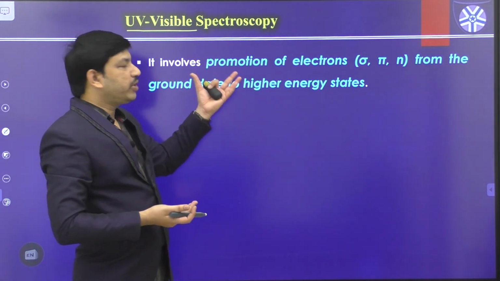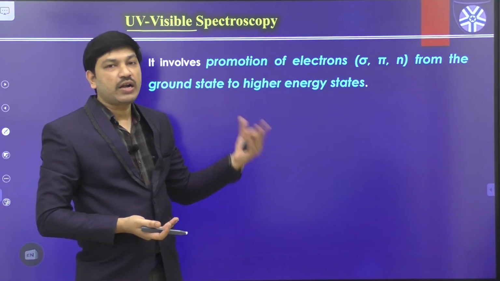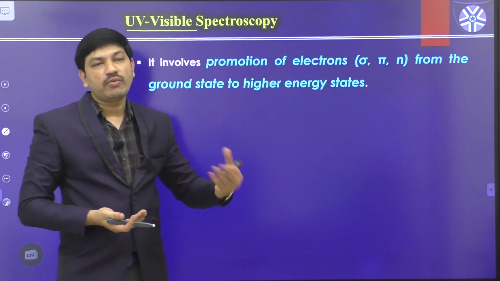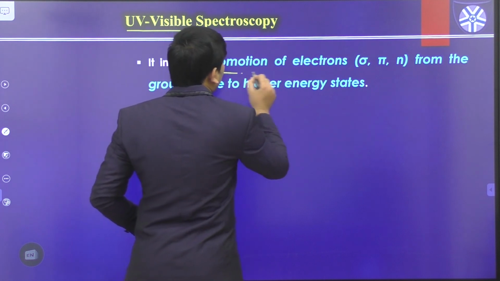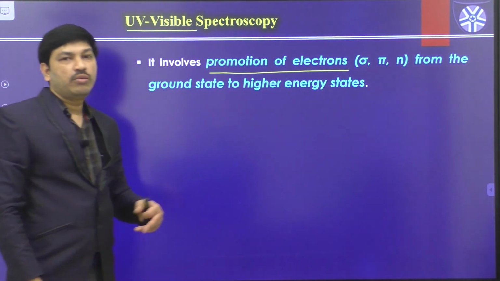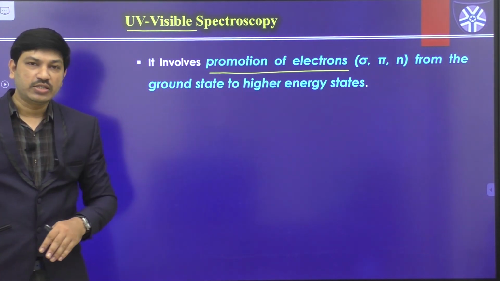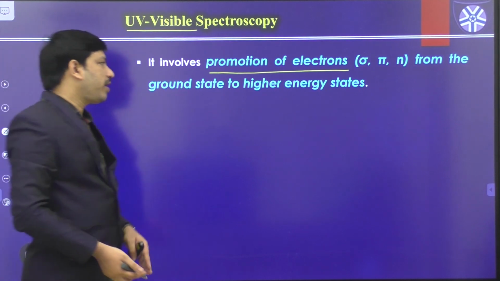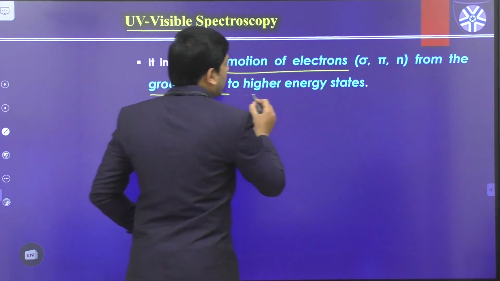Now in this spectroscopy technique, we are sending somewhat higher energy radiation, that is ultraviolet and visible radiation, toward the unknown molecule. In this case there is a promotion of electrons from the ground state level to the next excited state. There is a promotion of electrons from the low energy state to the higher energy state.